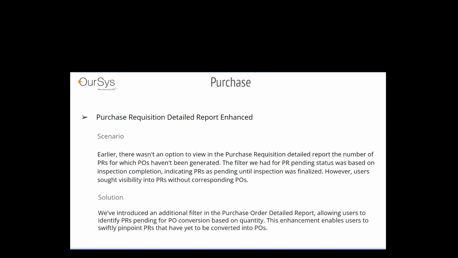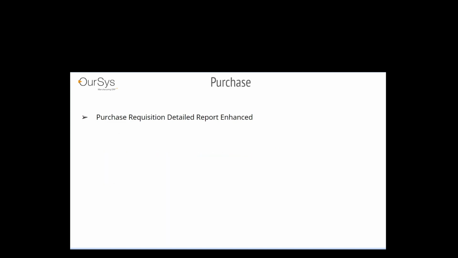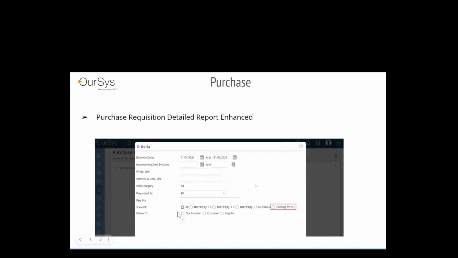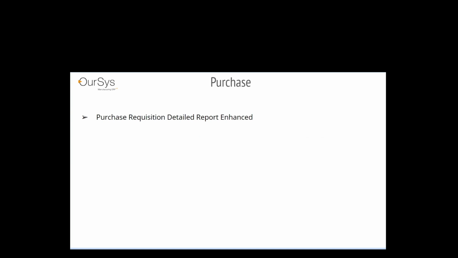So we have added a new filter in the purchase requisition detail report, where a user can easily see his PRs which are still pending for purchase order. Let me just take you to the screen. Under the purchase module, we have a report called purchase requisition detail report, where we have added a new criteria, pending for purchase order. After clicking on this criteria, the system will show me the purchase requisitions which are pending for purchase order.